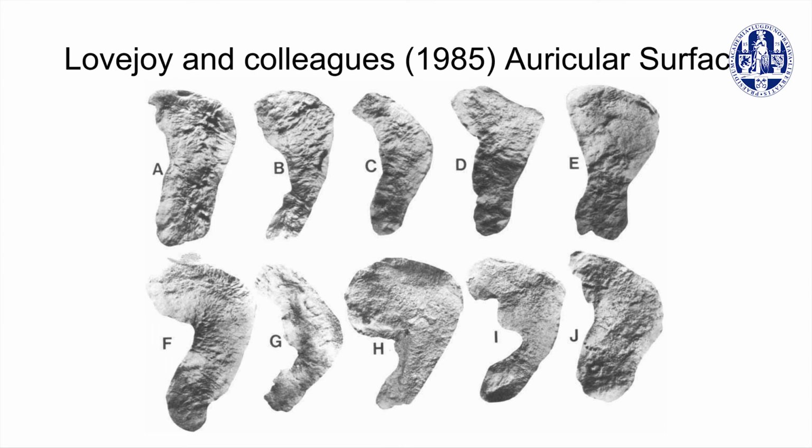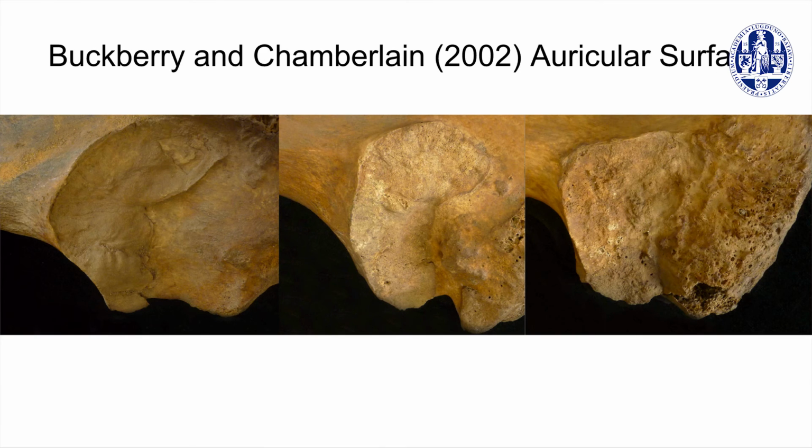Lovejoy and colleagues were the first to develop an auricular surface method, and you can see photographs of the different age stages here. There have been adjustments to the method since, and in our lab we used the method of Buckberry and Chamberlain. They score the appearance of 5 features of the auricular surface. These are transverse organization, surface texture, microporosity, macroporosity, and changes in the morphology of the apex area.